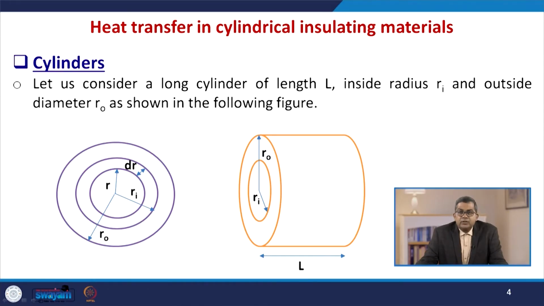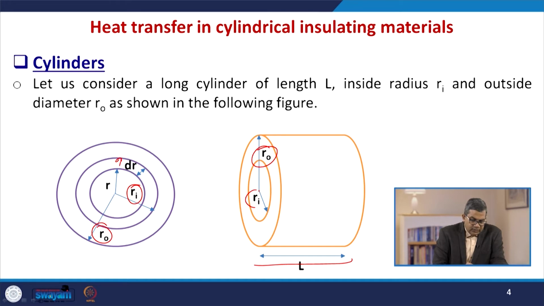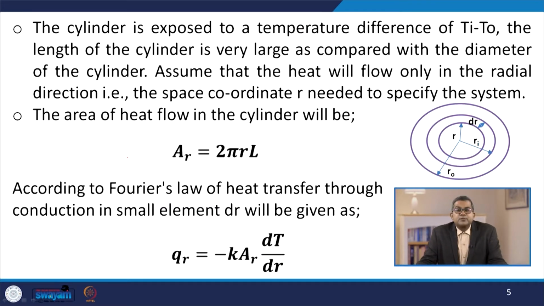Now cylinders are very common in chemical engineering operations. So let us consider a long cylinder of length L. The inside radius is Ri and the outside radius is R0. You can see this is the side view and this is the front view of this one. This is R0, Ri, and the total radius is R. Now this is the differential radius, a small amount of radius. The cylinder is exposed to the temperature difference of Ti to T0.